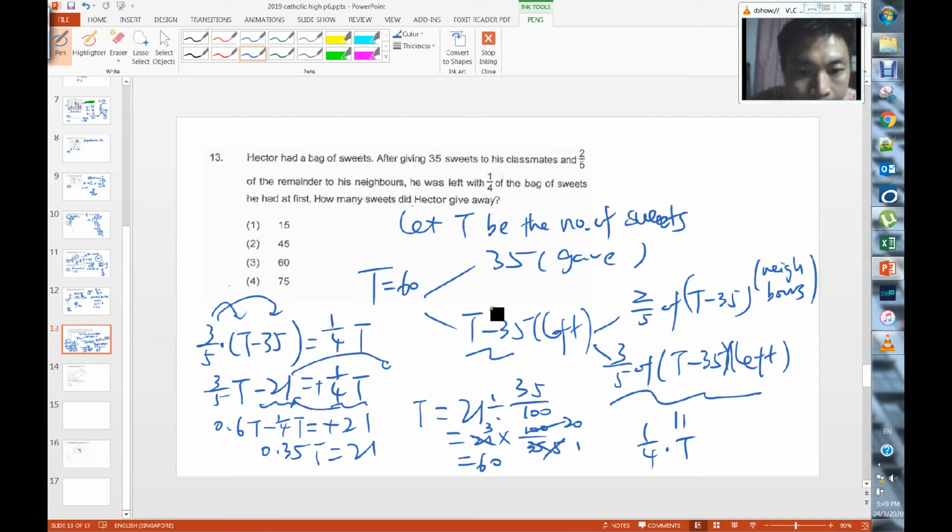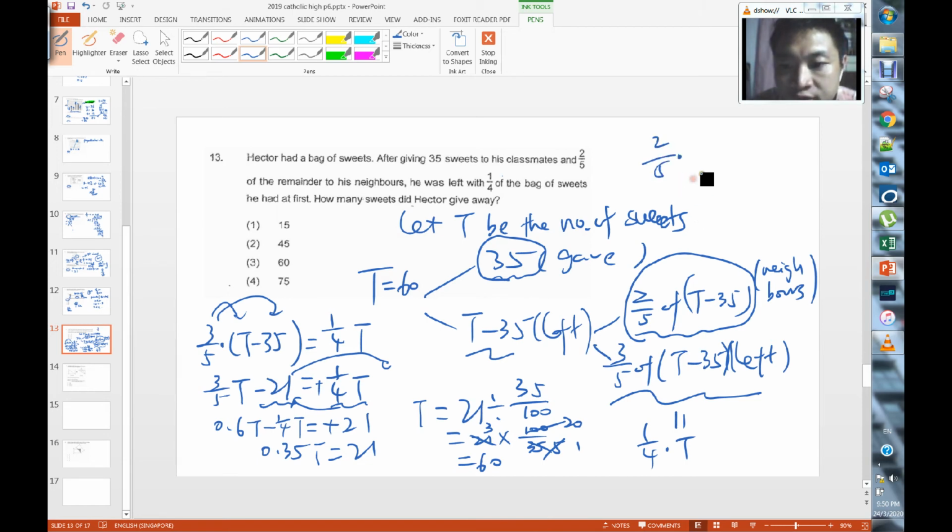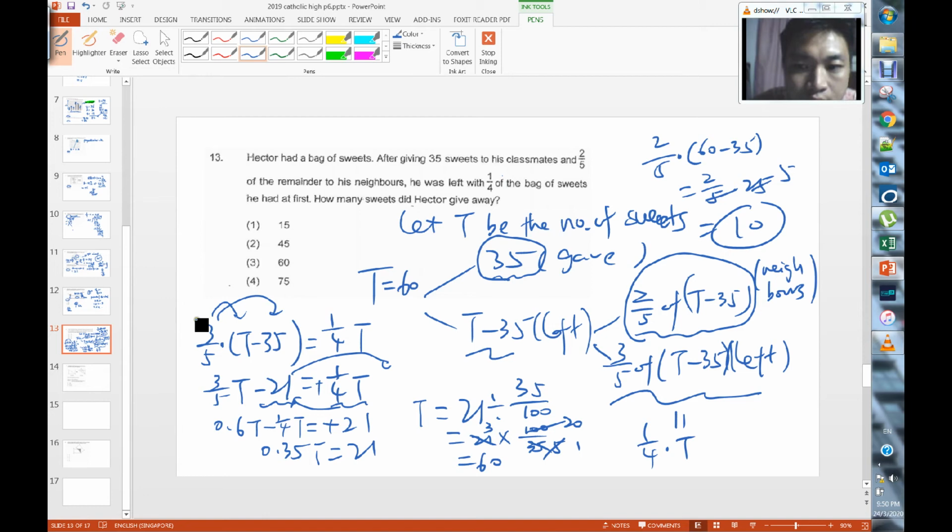First he gave away 35, and then he gave away this much, so I need to find out this much, right? So 2/5 times T minus 35, which is 60 minus 35. So it's 2/5 times 25, and you should get 10. So 35 and 10, you add them up, you get 45. So he gave away a total of 45 sweets. Okay?